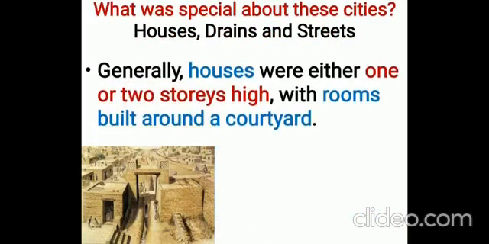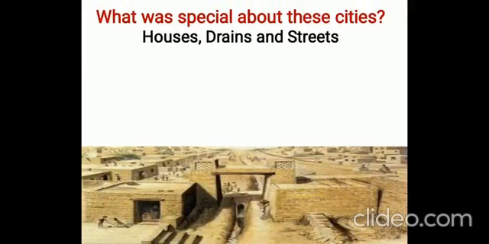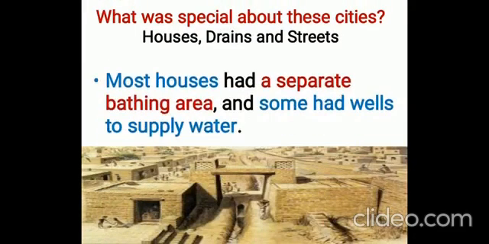Generally, houses were either one or two stories high with rooms built around a courtyard. So what is a courtyard? A courtyard is an area or a ground which is covered on four sides with walls, or it has rooms all around it, but there is no roof on this ground. So it is a middle place, a mid area, where all the rooms are built around it. So that area is known as a courtyard. We say in Hindi, angan. Yes, that is a courtyard.